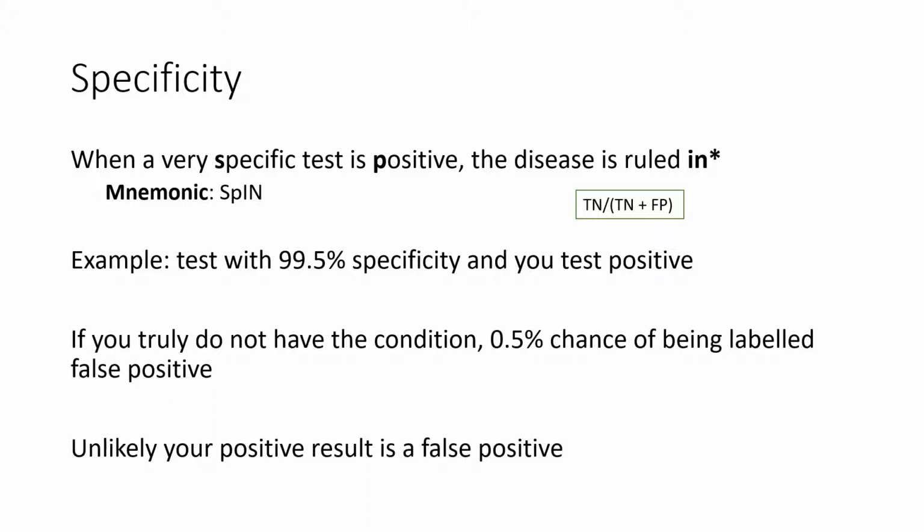And again, if it helps to see the equation, for specificity, the closer it gets to 100%, the smaller the false positive term needs to be. So if a very, very, very specific test is positive, it's unlikely to be a false positive because this term is so, so small.